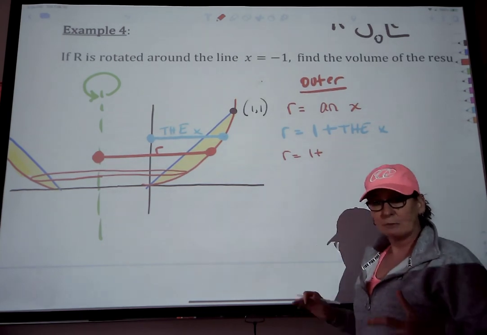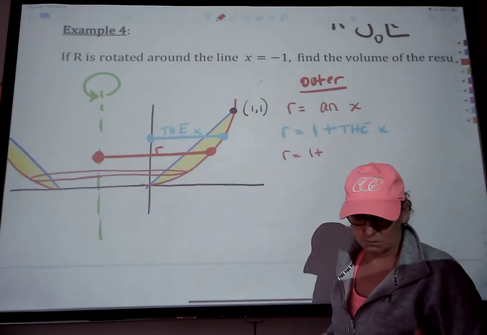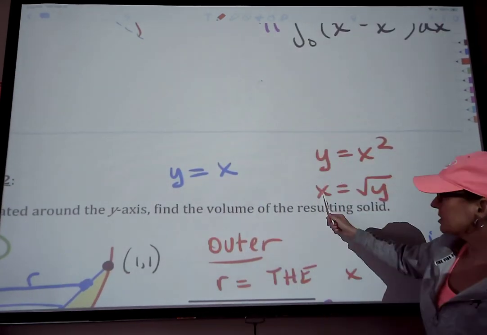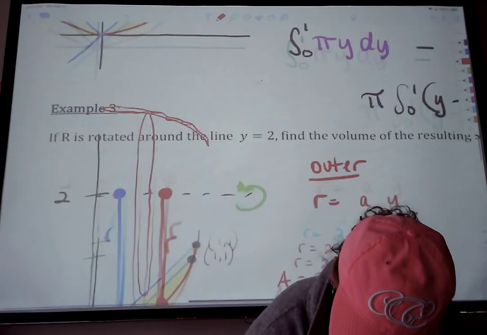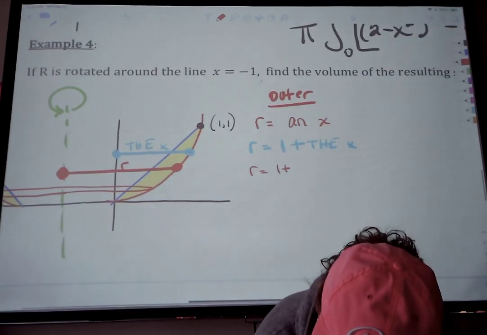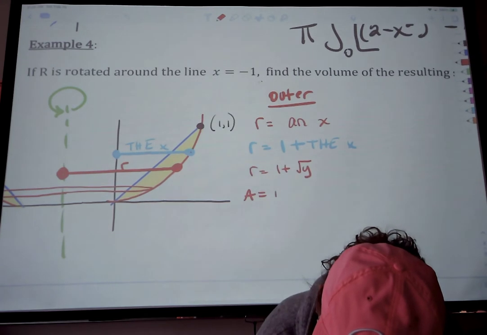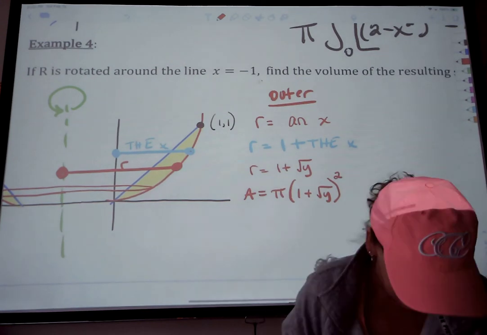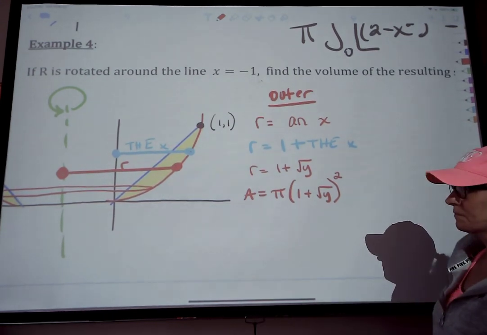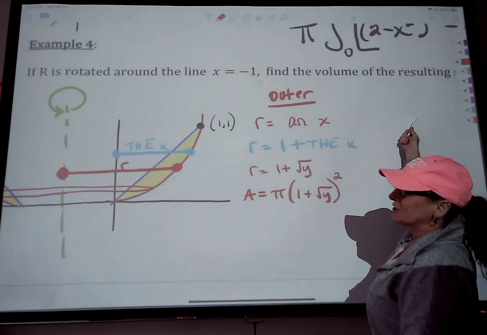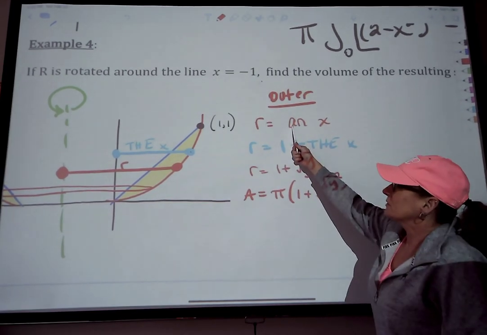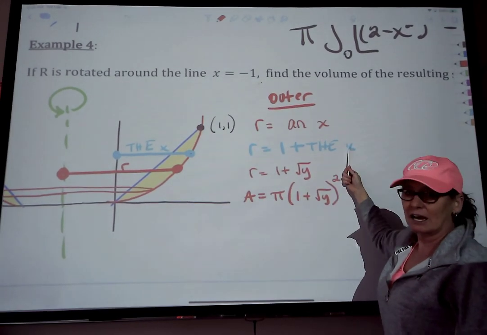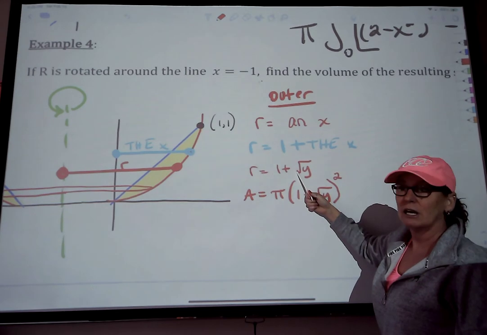Okay, so my radius is 1 plus, what's my x function? My red x function looks like this. Radical y. So my area is pi r squared. Good news. When I go to do the inner, the blue, my radius for the blue is going to be an x value. What kind of x value? It's going to be 1 plus the x value. I just used the blue instead of the red.